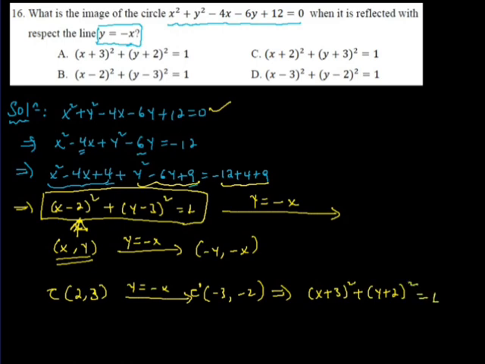This is the image of the circle after it has been reflected by the line y is equal to minus x. Therefore, from the given choices, our answer will be A. A is the answer for this problem.